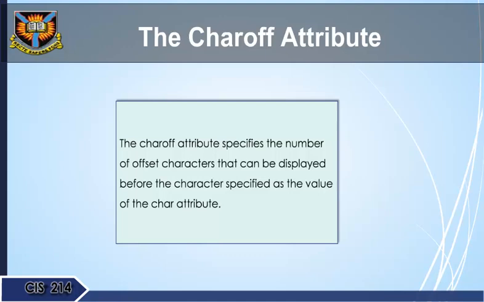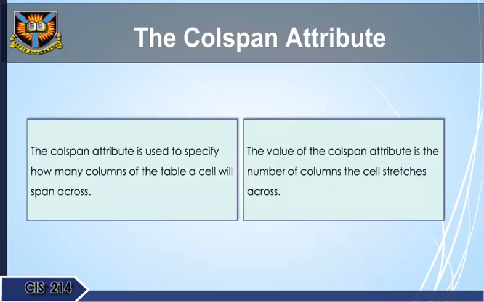The charoff attribute. The charoff attribute specifies the number of offset characters that can be displayed before the character specified has the value of the char attribute. The colspan attribute. The colspan attribute is used to specify how many columns of the table a cell will span across. The value of this colspan attribute is the number of columns the cell stretches across.